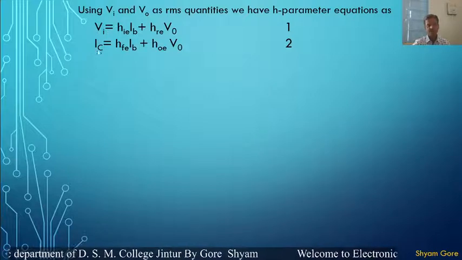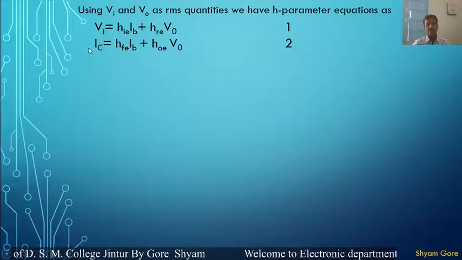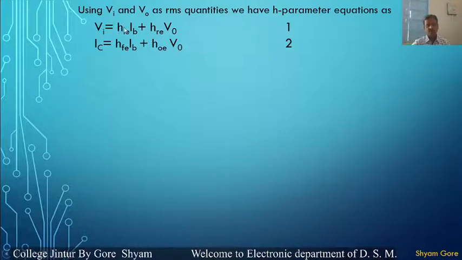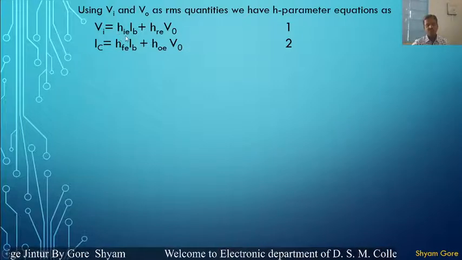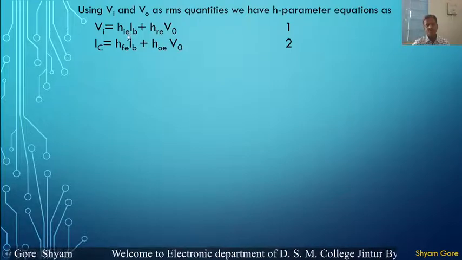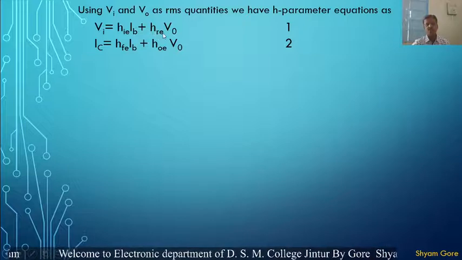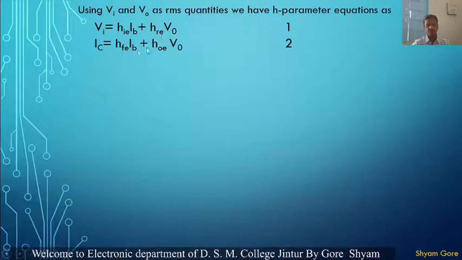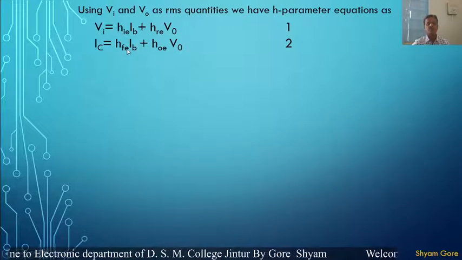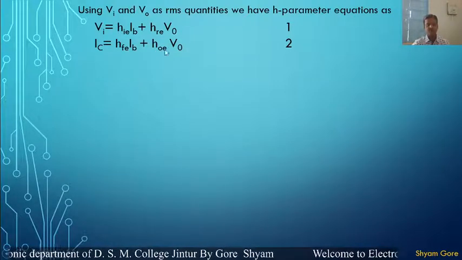These two equations are the H parameter equations, and here the input voltage is Vi and the output current is Ic, that is the current flowing to the collector of the transistor. Here, instead of using Hi, we are using HIE, where the suffix E is for the common emitter. Similarly, instead of using only HR, we use HRE, for the common emitter. We are also using HFE and HOE, with E for the common emitter.